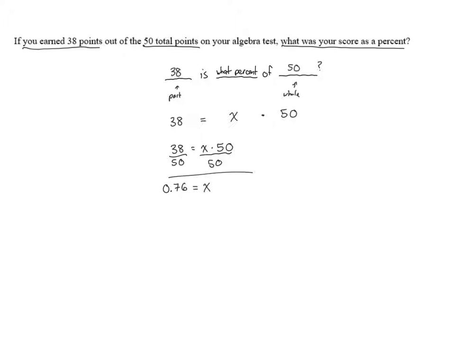Now, we were asked, what was your score as a percent? So in this case, our final answer needs to be a percent, and 0.76 is not a percent. And so we convert. And to convert from a decimal to a percent, we need to move the decimal point to the right 2 places. And when we do that, this becomes 76%. And so your score on that test as a percent is 76%, which in my class is a C.